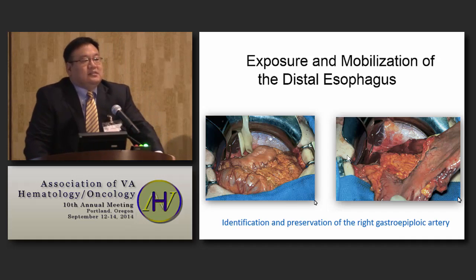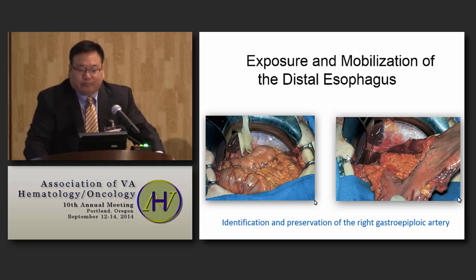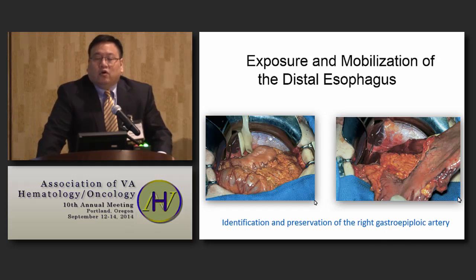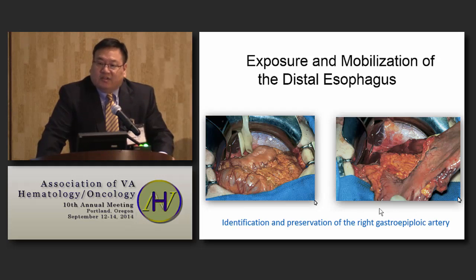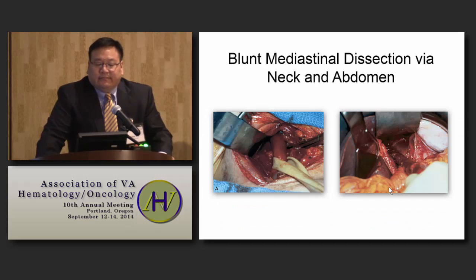When distant disease is ruled out, the abdomen is opened, the stomach is mobilized, the esophagus is isolated at the diaphragmatic hiatus and is encircled here by this Penrose tube. And there it is. And the diaphragm is opened and the entire distal esophagus is mobilized posterior to the heart. During this entire process, it's critical to identify and preserve the right gastroepiploic artery, because that is actually the sole remaining blood supply to this gastric conduit, which will serve as the esophageal replacement.